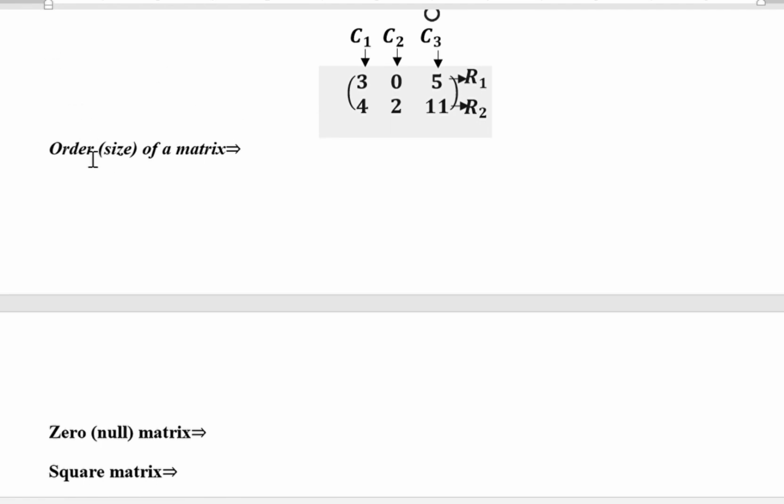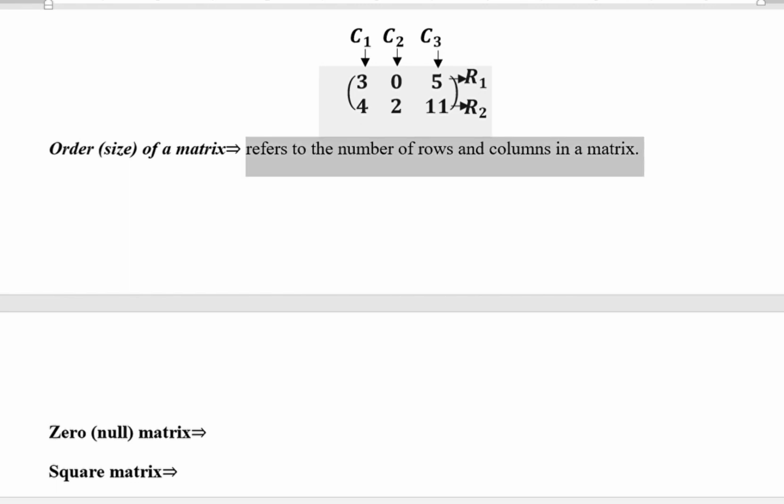Size or order of a matrix refers to the number of rows and columns in a matrix. Like in this case, this matrix has 2 rows, 1, 2, and then it has 3 columns, column 1, column 2, and column 3. There are 3 columns. Therefore, we shall say this matrix is of order 2 by 3.